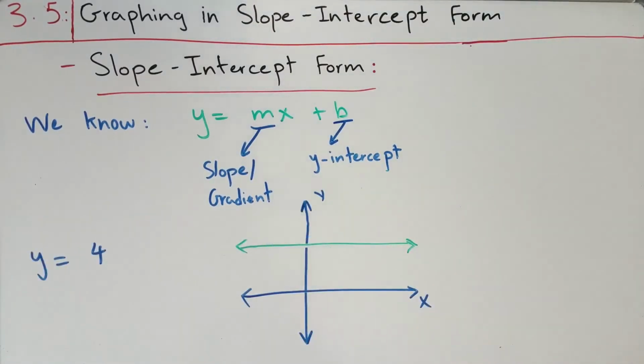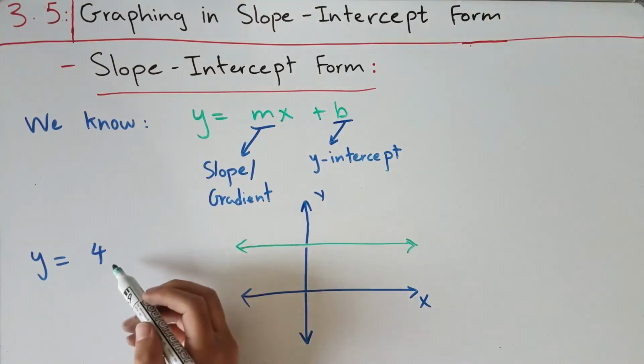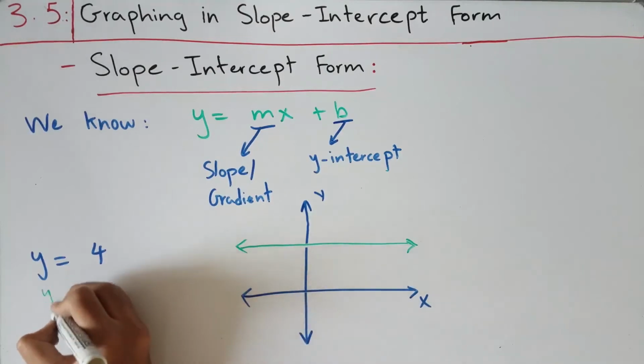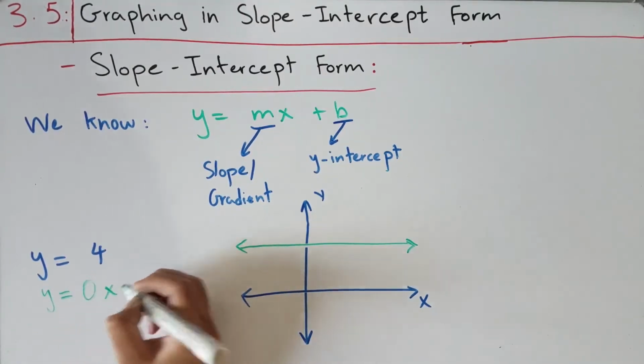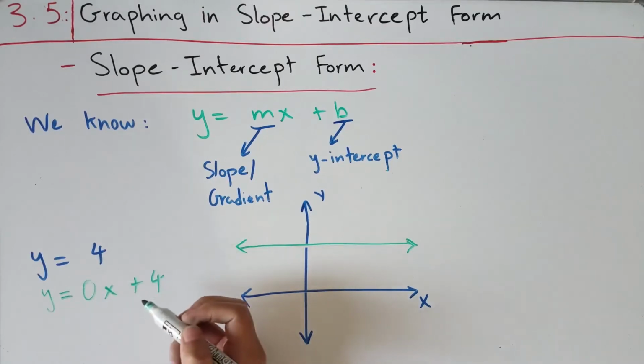Another equation in the slope-intercept form could be y equals 4. In this case, we don't know what the slope is. It's not obvious right from the equation. But you can rewrite this equation as y equals 0x plus 4, because 0x is just 0 and you're left with 4, so we're not changing the equation at all.